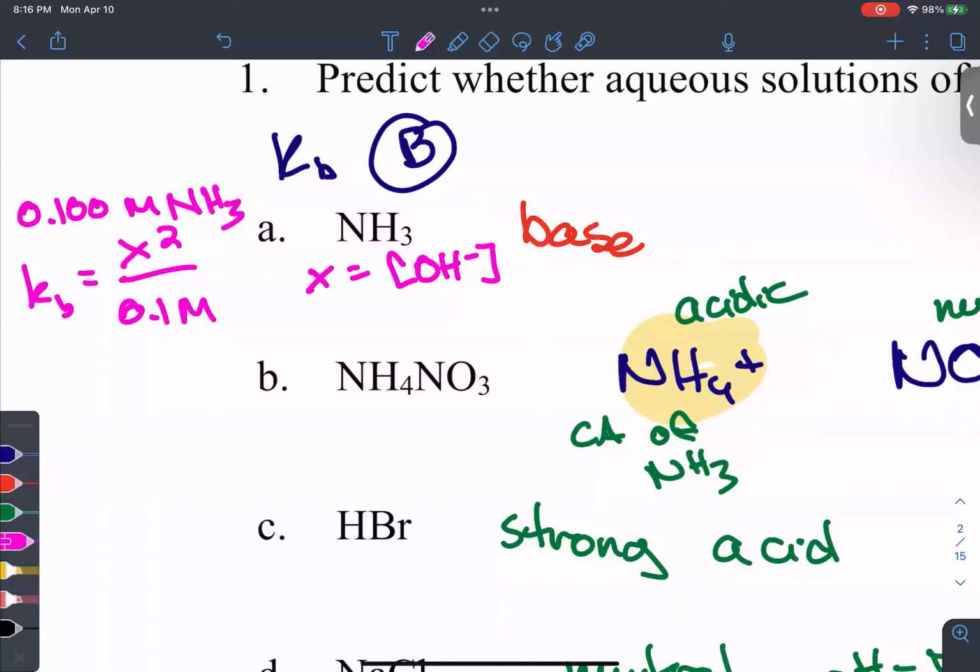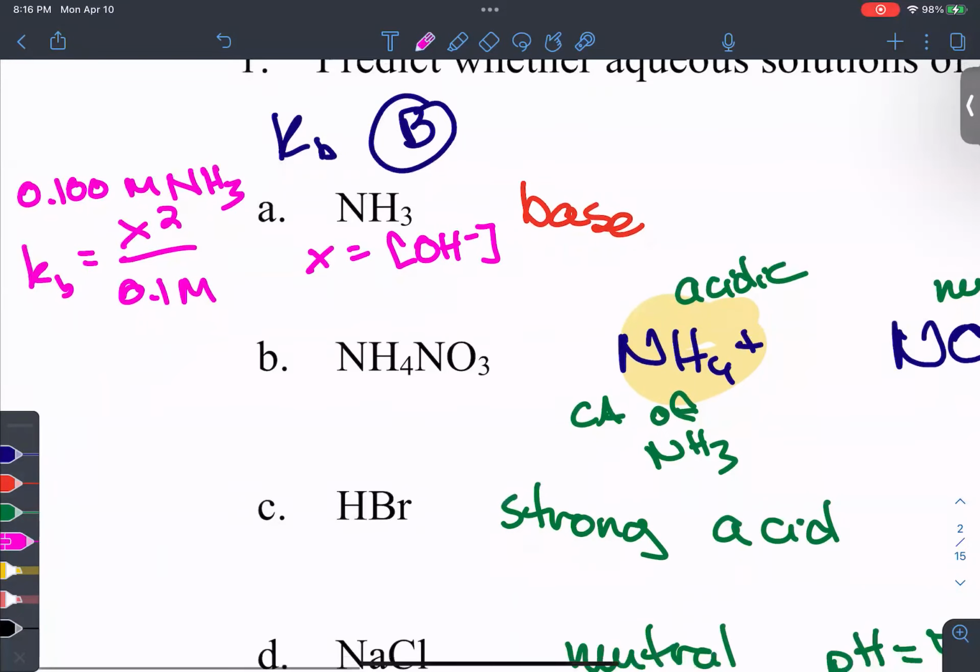All right. And how I got this expression, Kb equals x squared over 0.1 molarity, that's just from the ICE table with an approximation in there. All right, so we've done a lot of those already, so I hope that you can kind of think about the ICE table.